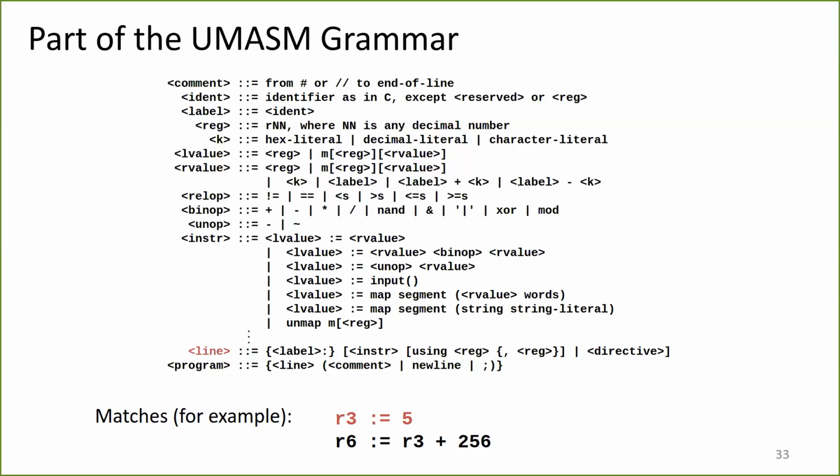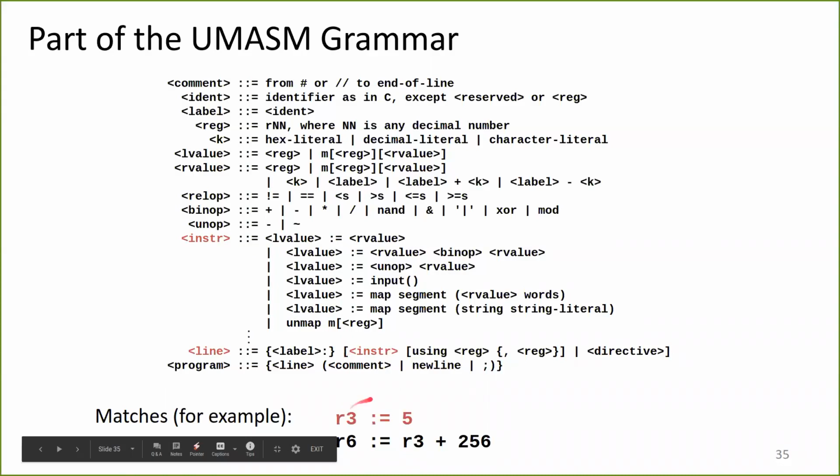We're trying to build a line of UMASM code. So let's see, how can we construct a line? Well, a line can be constructed by a single instruction. So how can we build an instruction? We have a bunch of choices, but we just have one thing on the left and one thing on the right with this colon equal symbol. Here's an example of one thing on the left, one thing on the right.